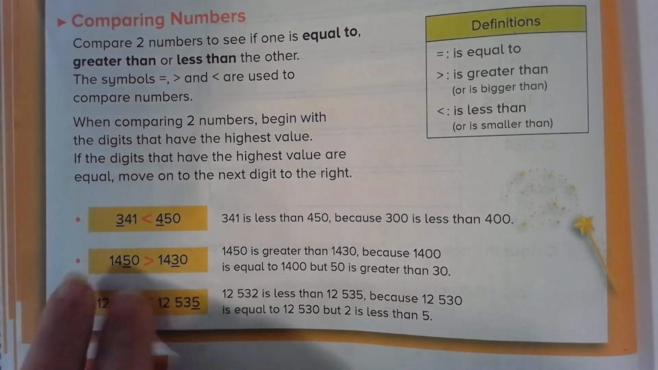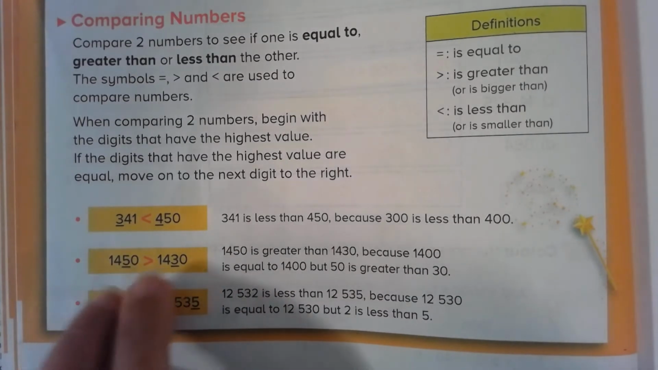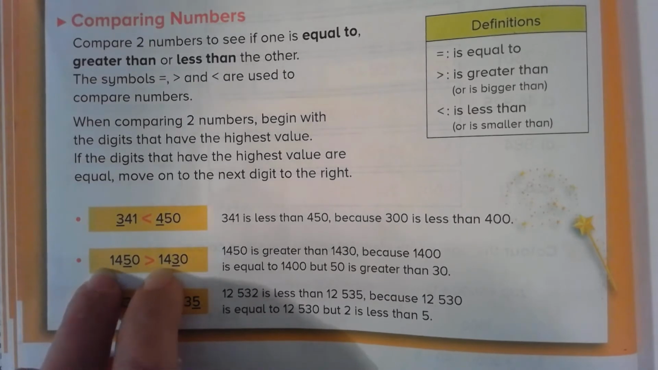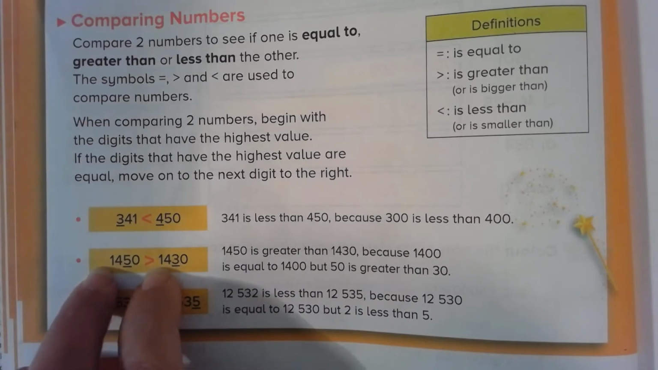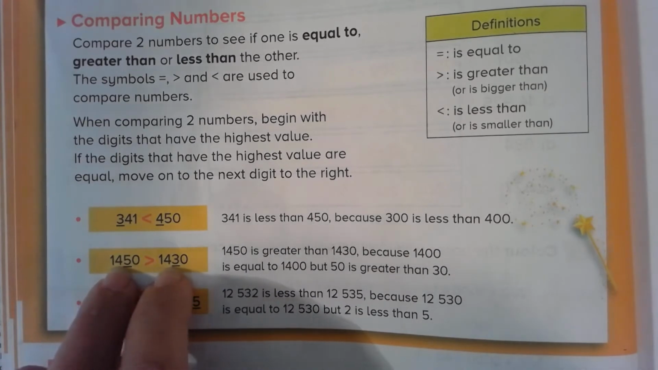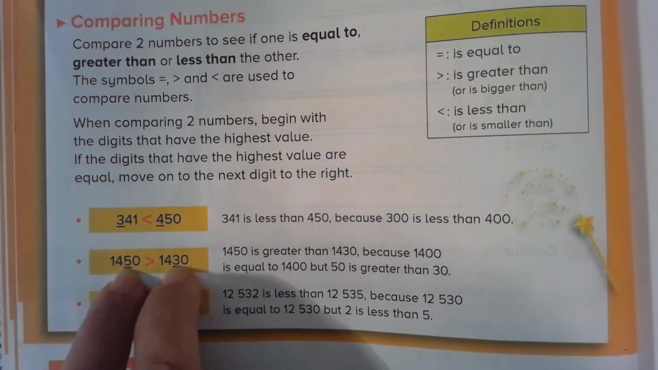So what number do I look at first? The number with the highest value, but oh no, they're both 1. So now what do I do? Oh yeah, so the thousands, they're both 1, so I go to the hundreds. That makes sense. Okay, so the hundreds, oh gee, they're both 4. So they must be equal, right? Oh, I have to go to my tens column.